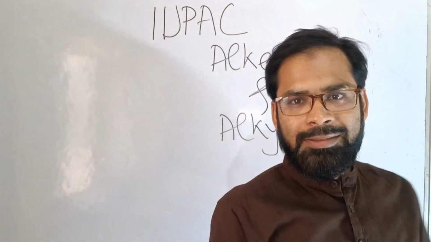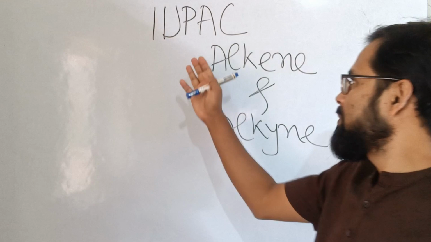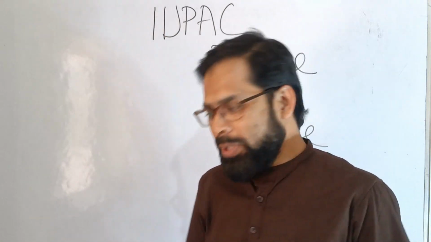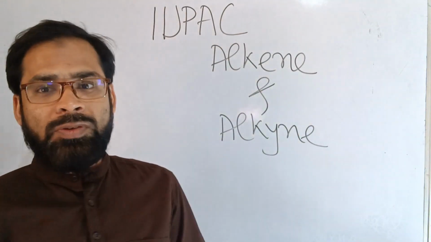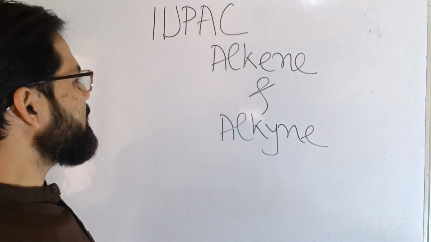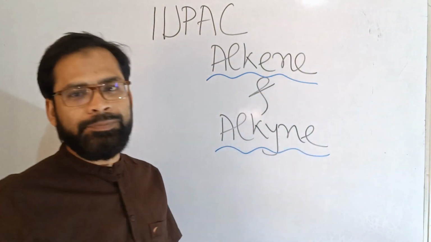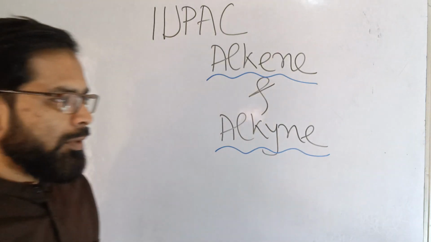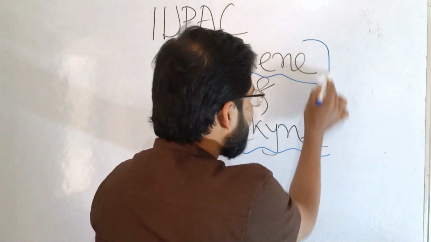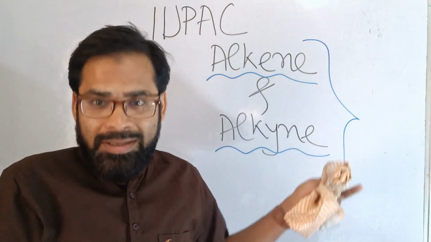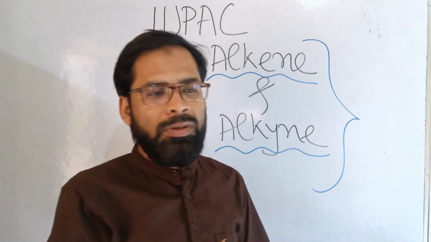Last class we discussed the IUPAC nomenclature of alkanes and cycloalkanes. Today we are going to explore the IUPAC nomenclature of alkene and alkyne. Both alkene and alkyne act as a functional group. So, what is the functional group?